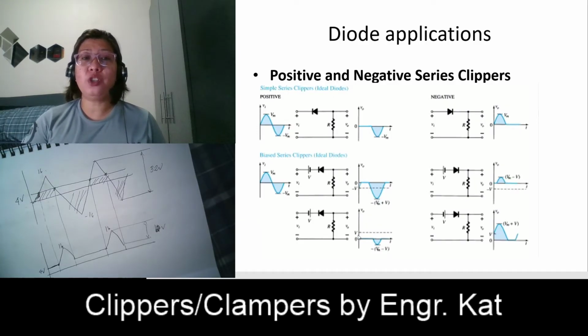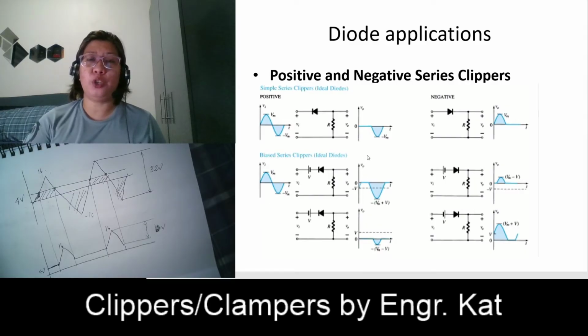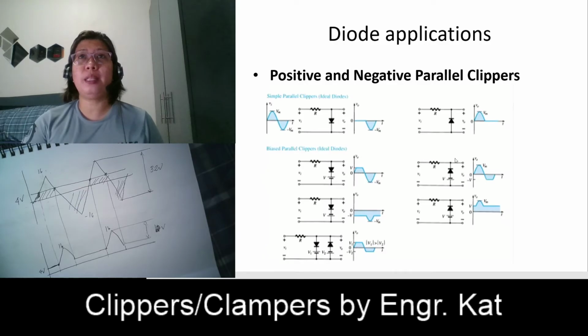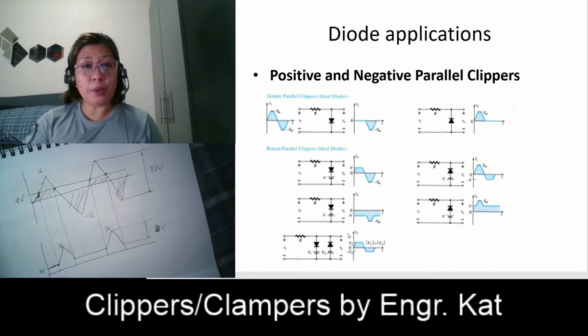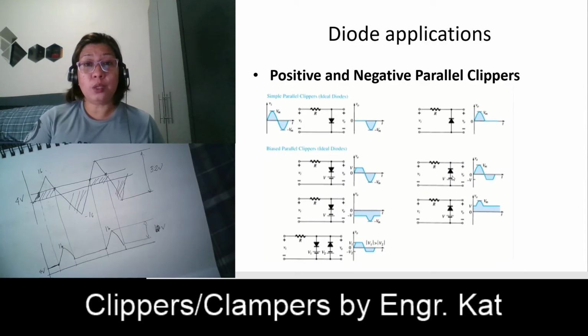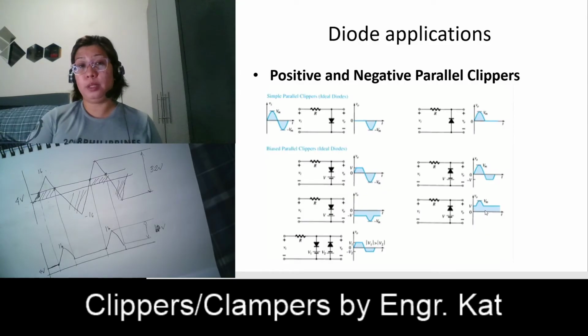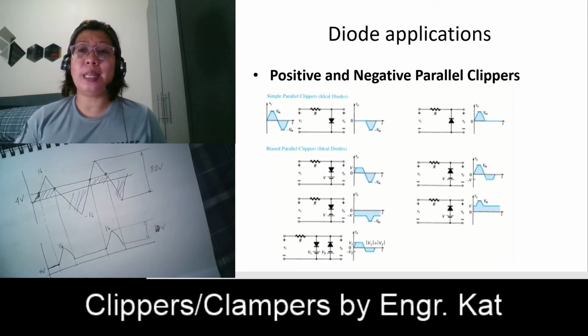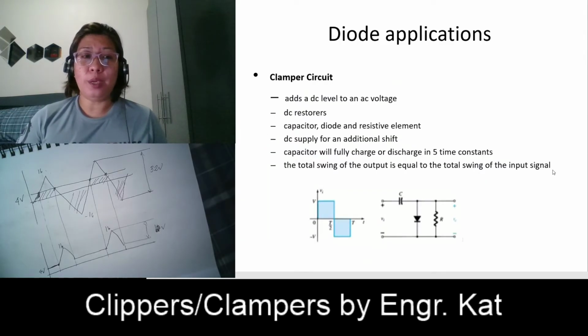These are the different possible combinations for your positive and negative series clippers. And this is for the positive and negative parallel clippers. In our previous example, it is like this one. Look at the output. It looks like this one. So do not memorize. You have to analyze it properly.